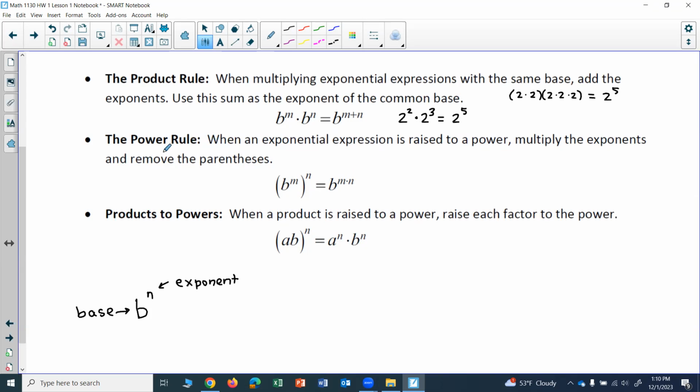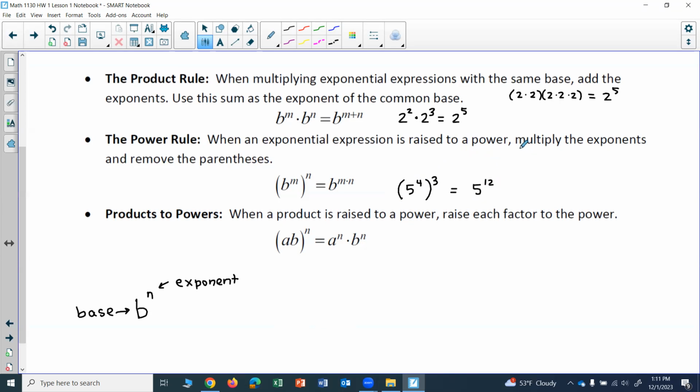The next one is called the power rule, and it tells us that when an exponential expression is raised to a power, you multiply the exponents and remove the parentheses. So for example, let's say I had 5 to the 4th power raised to the 3rd power. Notice I only have a single base here, and then I have the 2 powers written next to each other. So I would multiply 4 times 3, and that would give me 5 to the 12th power. That would be my solution.